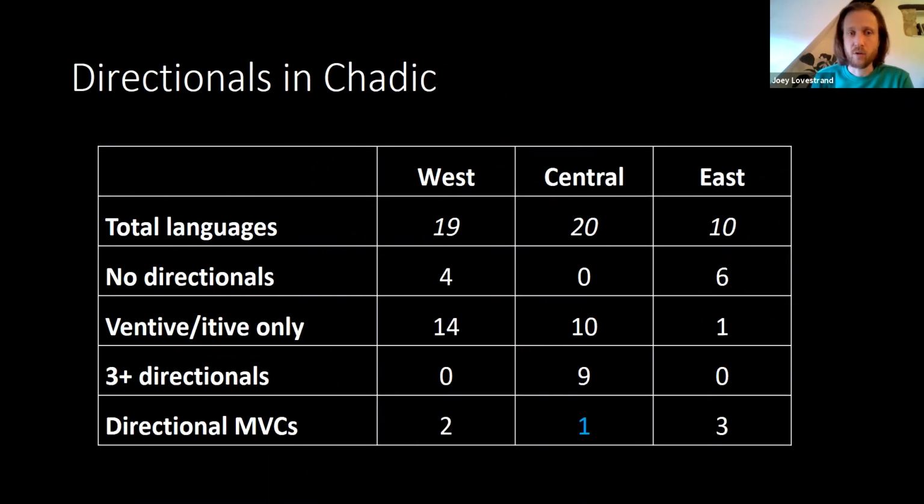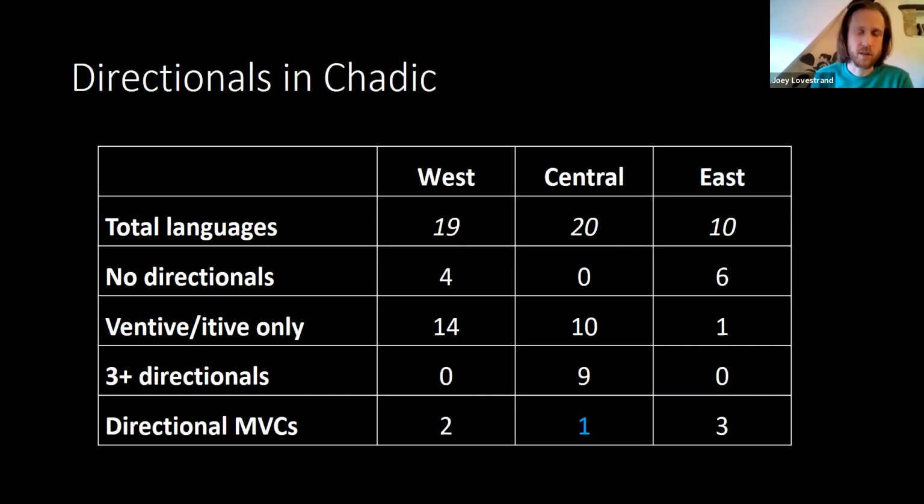And now looking at where directionals are found. So of the 20 Central Chadic languages, we find that all of them have directionals. None of those languages were said to not have any directional suffixes. In 10 of those languages, there is only a ventive-itive distinction maximally, or maybe just a ventive, so either 1 or 2 directionals. But in another 9 languages, there's 3 or more or other different kinds of directional meanings, besides just towards and away from the deictic center. One Central Chadic language, actually a Masa language here, Peve, has directional multi-verb constructions rather than a suffix.